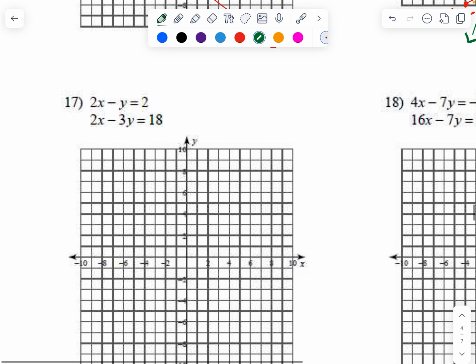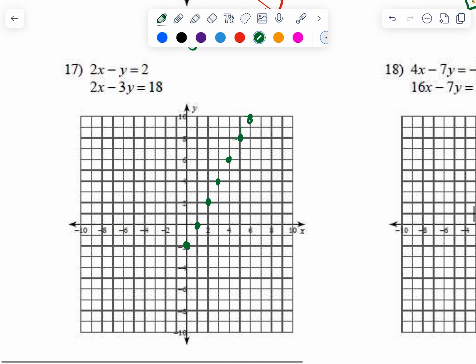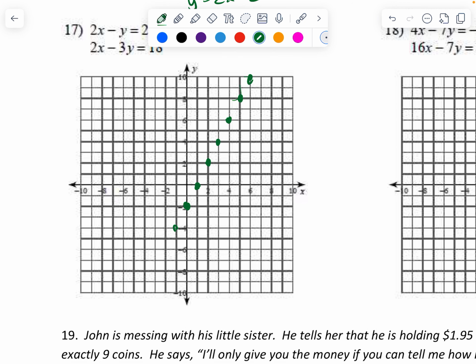Over here, I have to solve for y first, so -y equals -2x plus 2. Divide by a negative, and I get 2x minus 2. So I go down here to -2, and I have a slope of 2, so up 2 over 1, up 2 over 1, up 2 over 1, up 2 over 1, or you could have gone down 2 over 1. And then draw a line.